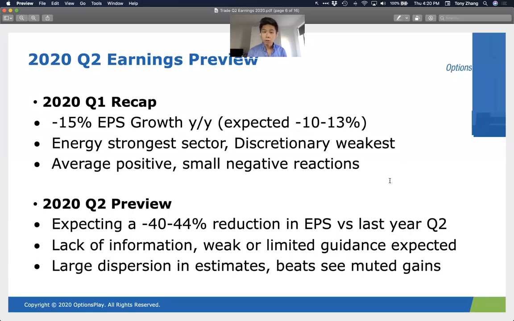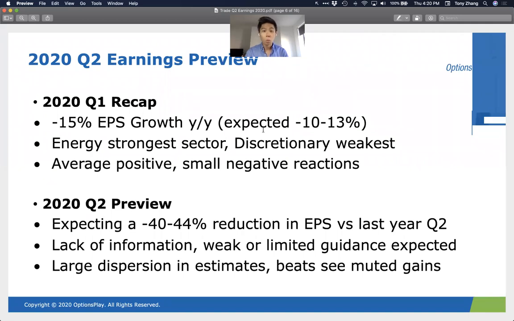So Q1 earnings was back in April. This is really where we started to see the beginnings of COVID-19 and how that affected corporate profits. So we ended Q1 earnings with roughly about a 15% decline in earnings per share growth for the S&P 500. So that roughly 3 to 4 weeks of lockdown, if you will, from early March to the end of March, accounted for about a 15% decline in corporate profits.